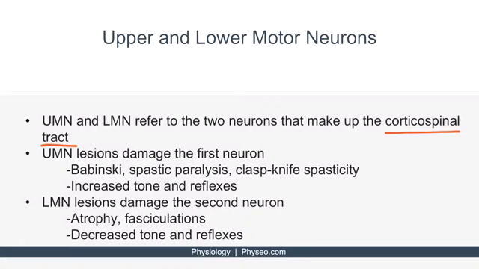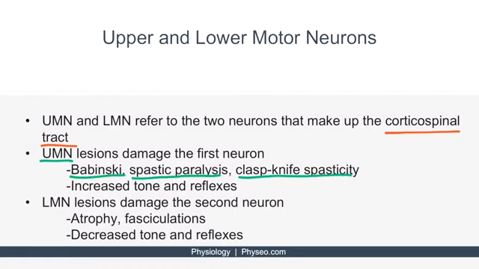So signs of upper motor neuron damage would be the Babinski reflex. This is where the bottom of the foot is stroked and the patient's big toe ends up pointing up, as in upper motor neuron. Now, the Babinski reflex is normal in infants, but it's not normal in adults. The patient's feet should squeeze down and toes point down. So if you get the Babinski reflex in an adult, you're thinking about upper motor neuron damage. Another symptom is spastic paralysis and clasp knife spasticity.